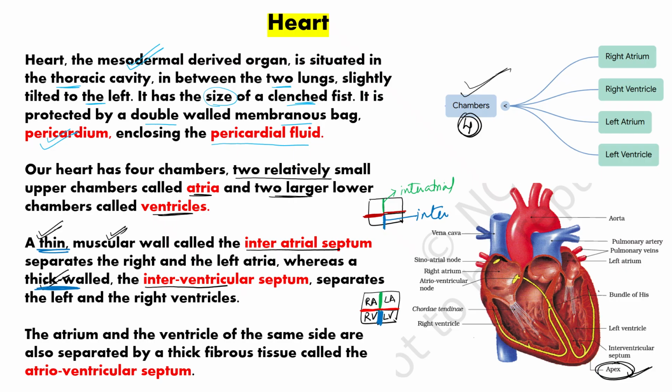Now what is the keyword you have to focus on? In between the two atria or in between the two ventricles is muscular septa. But if you see, atrioventricular septa is not muscular, it is fibrous tissue. Atrioventricular septa is not muscular. Please focus, it is a fibrous tissue.